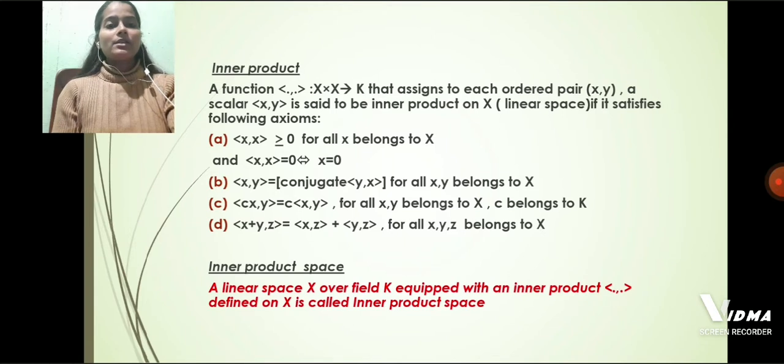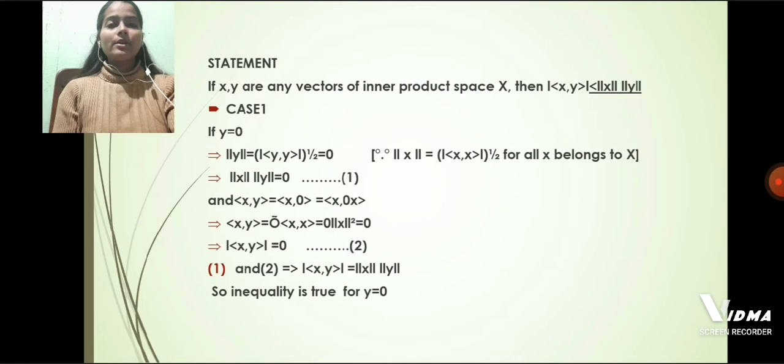The second definition is the inner product space. A linear space X over the field K equipped with an inner product defined on X is called an inner product space. Now, the statement of the Schwarz inequality says that if x and y are any vectors of the inner product space X, then the mod of the inner product of x and y is always less than or equal to the norm of x times the norm of y. Now we'll start the proof.